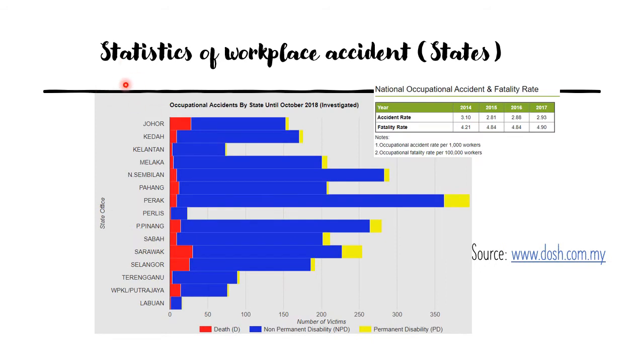This is another statistic of accidents based on states. These are the states, the number of accidents for each state. You can get this information at dosh.com.my, and this data is until 2018.